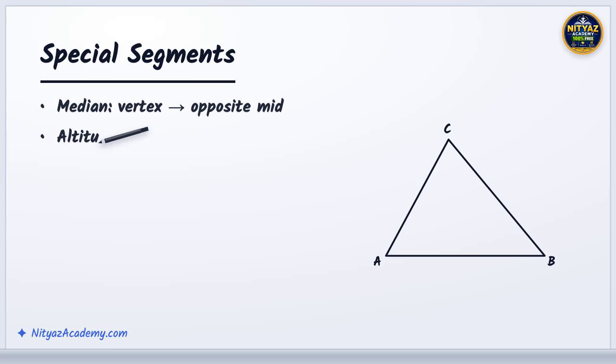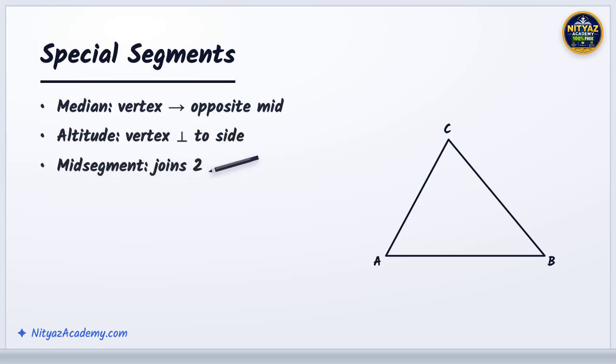Inside every triangle lie special segments. A median runs from a vertex to the midpoint of the opposite side. An altitude drops from a vertex perpendicular to the opposite side. It's the height. And a midsegment connects two midpoints. It's always parallel to the third side and exactly half its length. That midsegment fact is a favorite on tests.